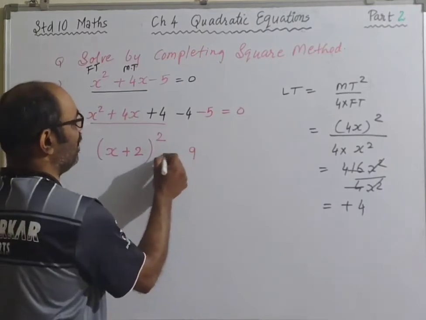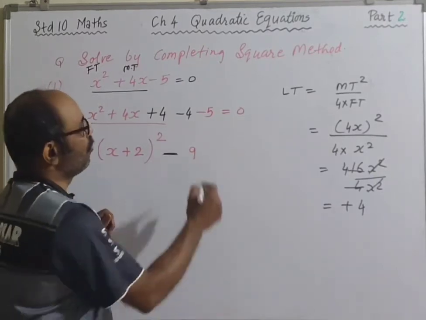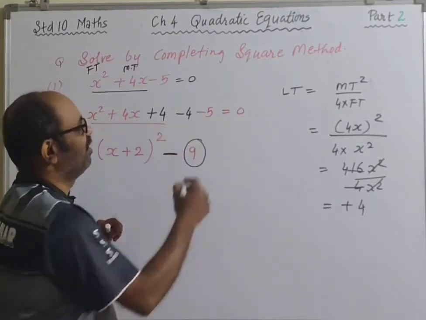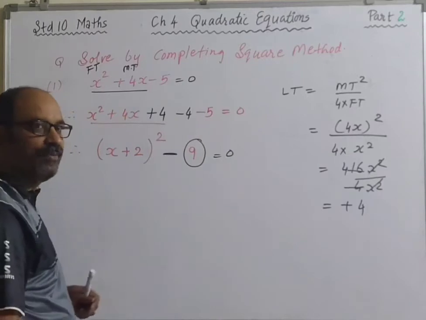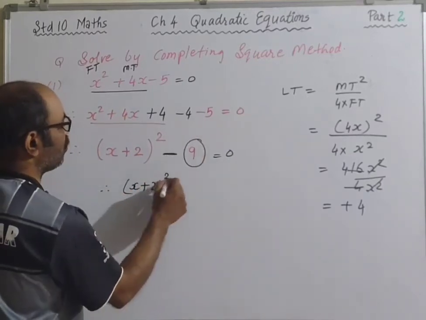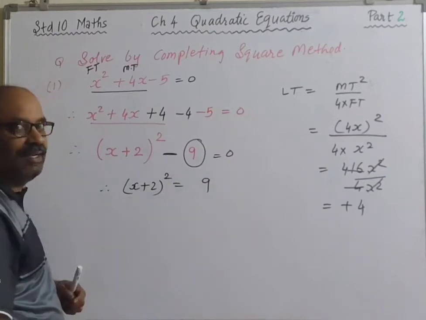And these are the same sign, total minus 9. Here the minus sign will always come. So normally this will be a perfect square, that is equal to 0. Now take this 9 on the other side. So x plus 2 whole square is equal to plus 9.